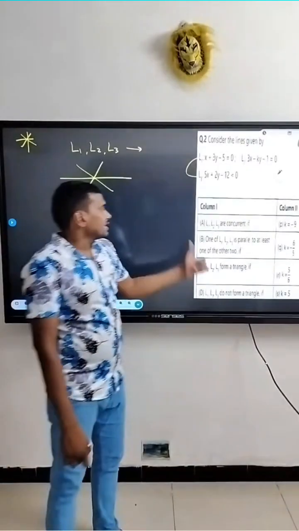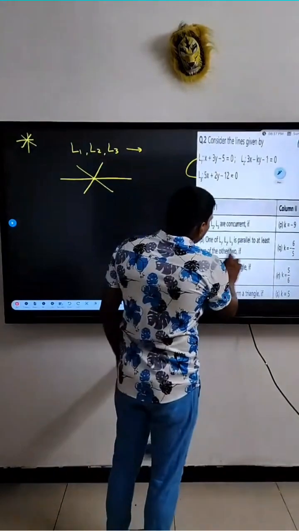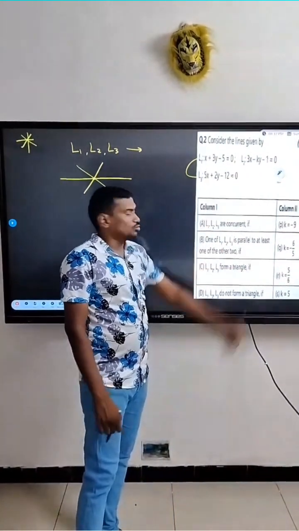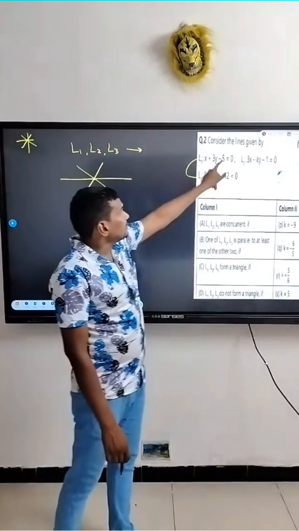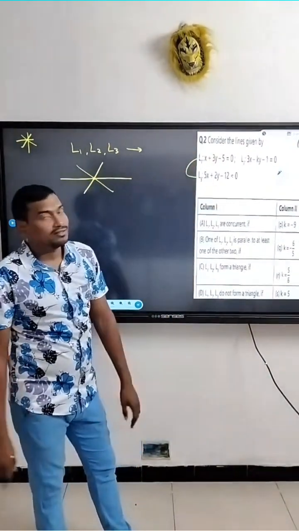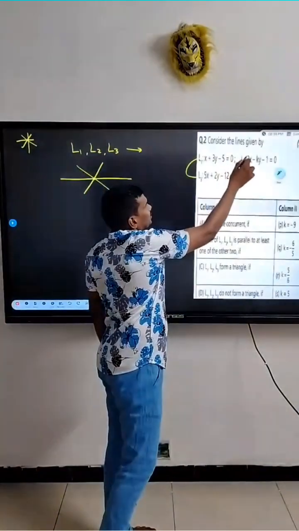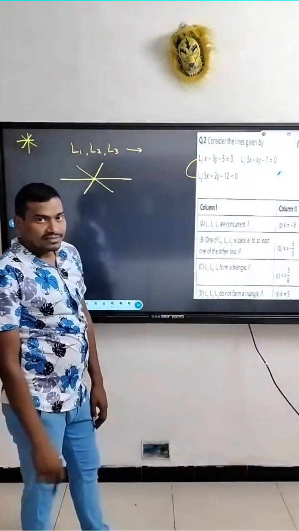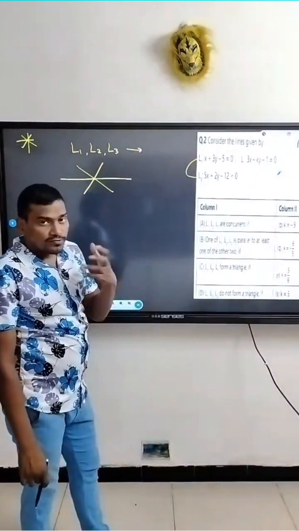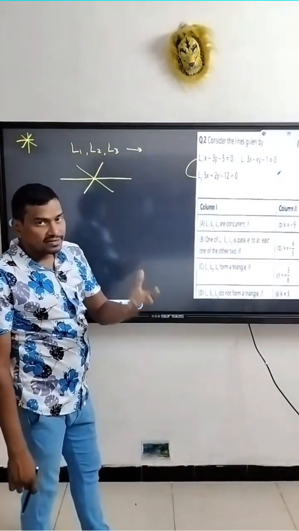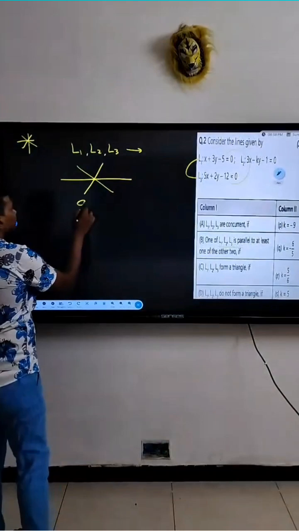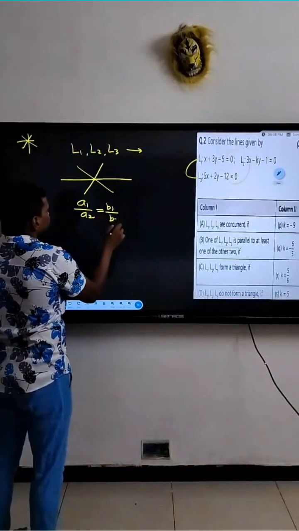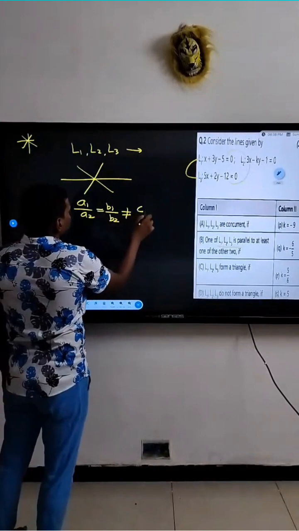Okay? Second one, L1, L2, L3 is parallel to at least one of the other two. So see, L1, L3 can never be parallel. So either L1, L2 will be parallel or L2, L3 will be parallel. Right? What is the condition of two straight lines to be parallel? Condition is A1 by A2 equals B1 by B2 but not equals C1 by C2.